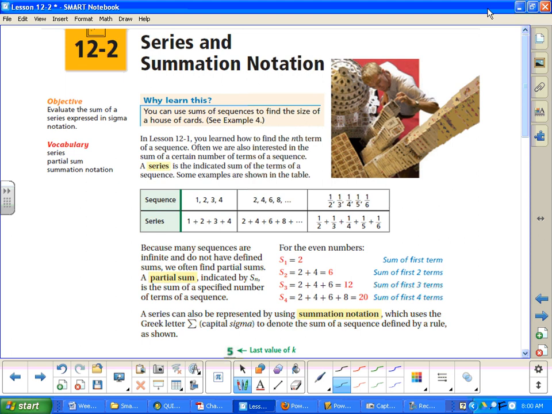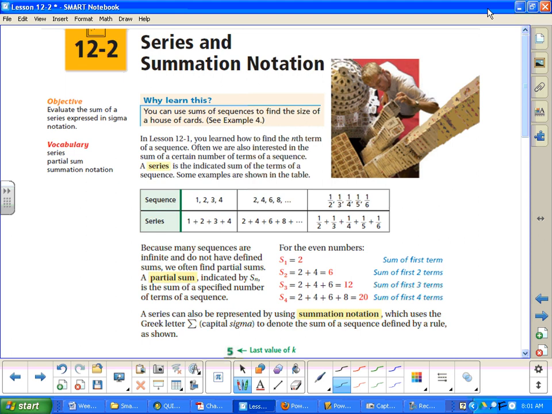So yesterday we were doing sequences, where sequences are just a list of numbers in a set of ordered numbers. Okay? And today we're going to look at series and summation notation. A series is basically just taking that sequence and adding those numbers together. So with the sequence, we're just listing the numbers, separating by commas. And with a series, we're actually going to find the sum of those numbers.